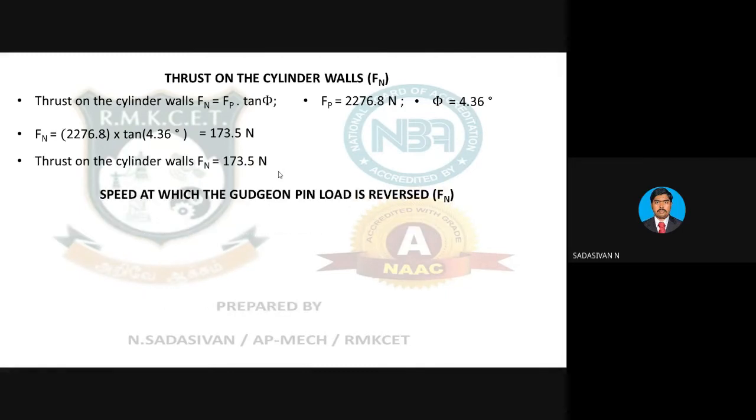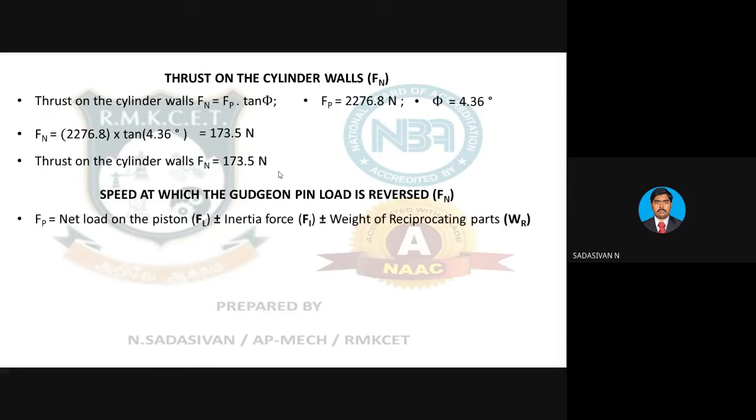The fourth part is the tricky part of the problem: the speed at which the gudgeon pin load is reversed. Here again I am going to solve for omega. If you look carefully, when the load is reversed, it means FP will become 0 and then it will become negative. Reversal means the vector having some magnitude in one direction slowly becomes 0 and then extends in the negative direction. That zero point I am going to find out.